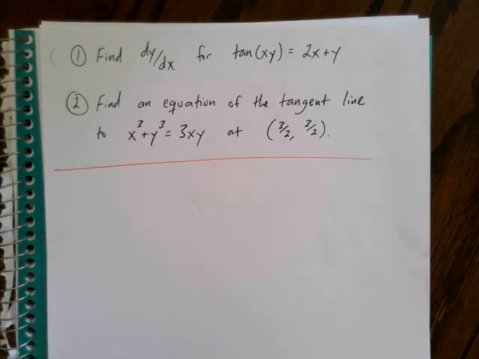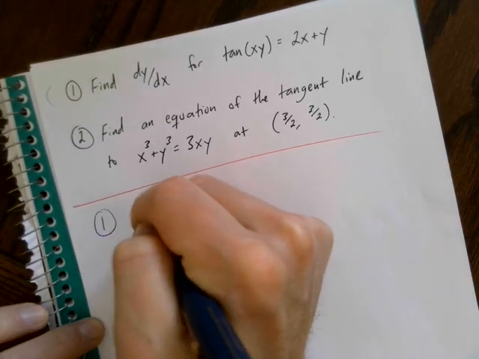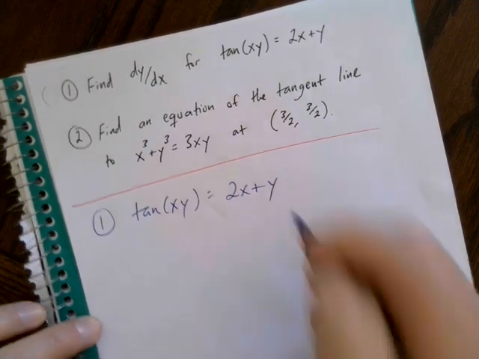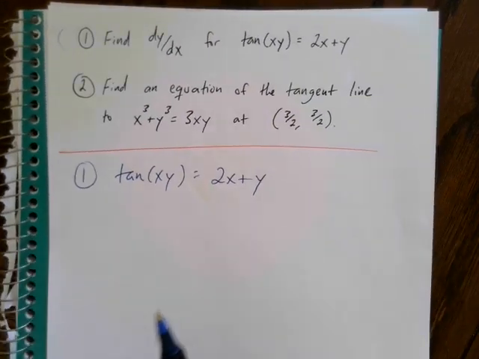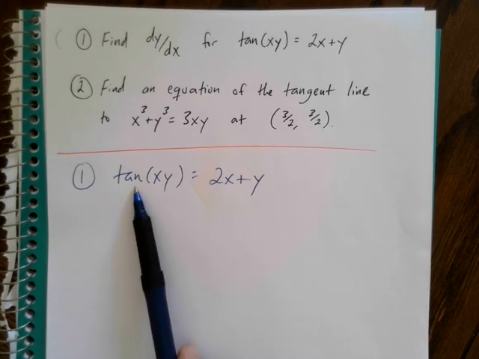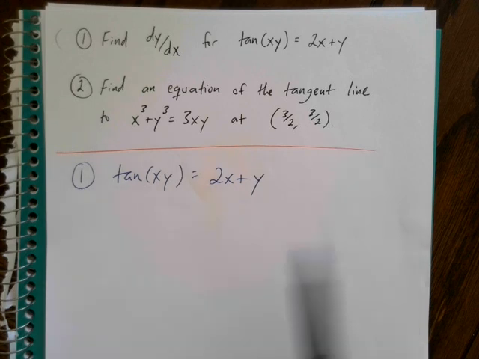Okay, so here's the first one. We start off with tangent of xy is 2x plus y. This equation, I certainly don't know if it's possible to solve that for y. I don't think it is, because you have trig functions and you have a polynomial expression. It's usually hard to solve any equation when there's more than one type of function involved. So it's doubtful that you can actually solve this explicitly as a function of x. But we don't need to.